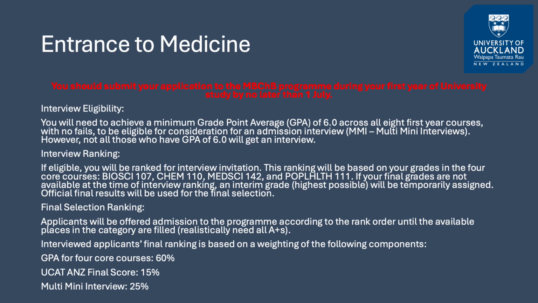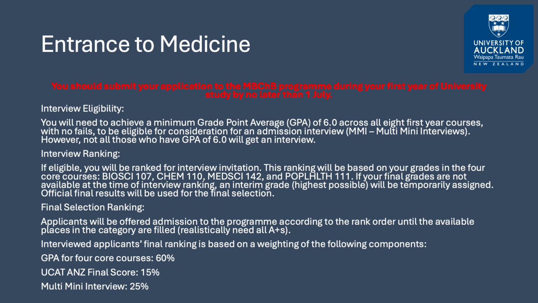Okay, now looking at the entrance into medicine. So in order to be eligible for an interview, which is one of the core parts of being accepted into medicine, you need to achieve a minimum grade point average of 6.0. And so essentially the grade scale goes from a 0 to a 9, and an A plus being a 9. So a 6 is a GPA average of a B plus.